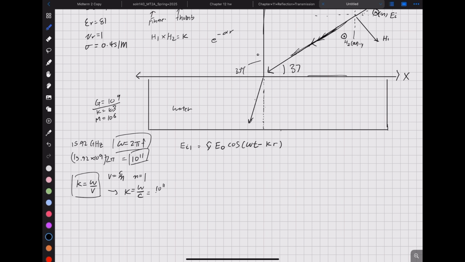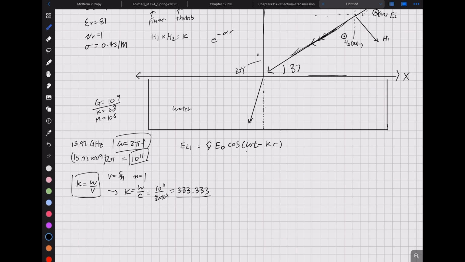So we have 10 to the 11 over 3 times 10 to the 8. That's going to get us the number of 333.333. Not 3,000, oops, I put an extra 0 in there. 333. So this is going to be our K value.